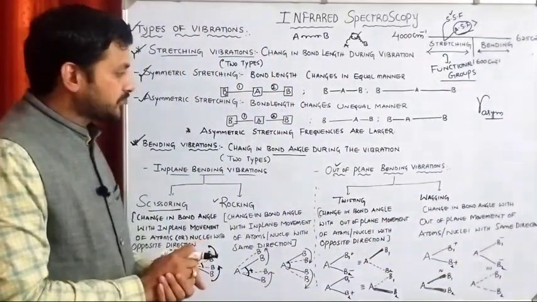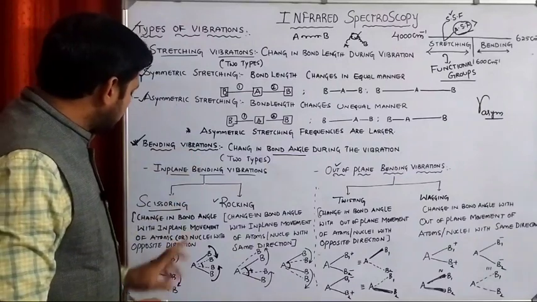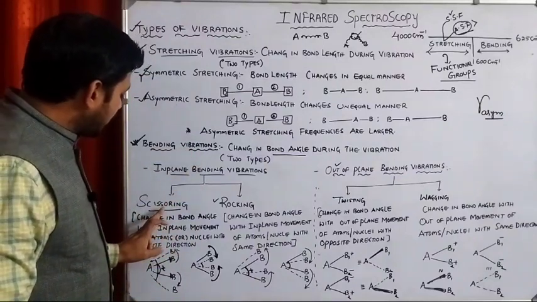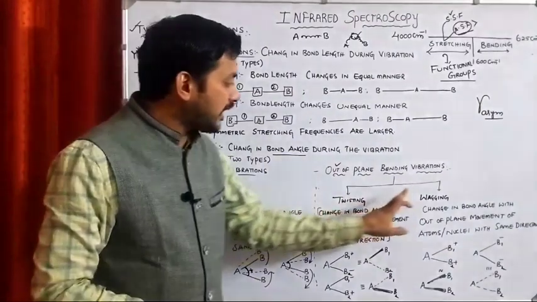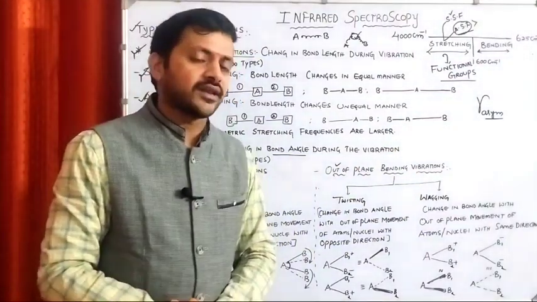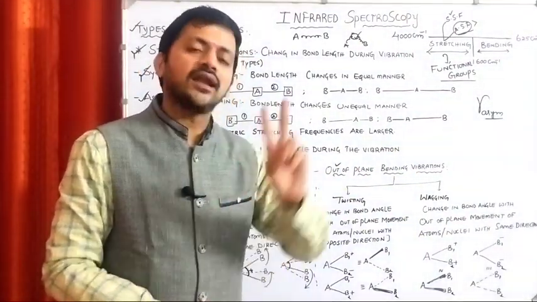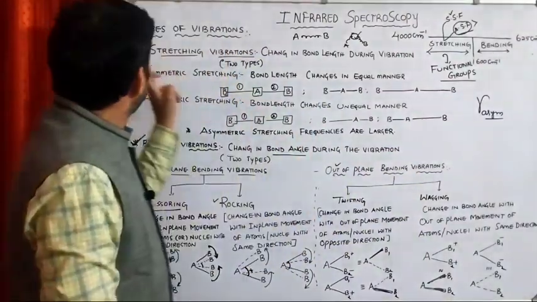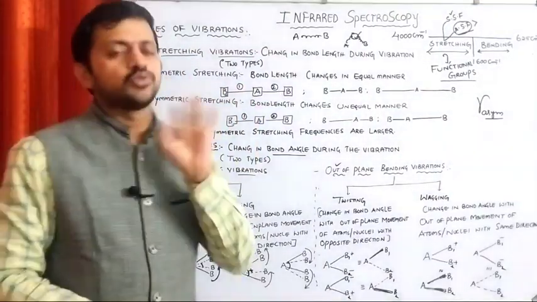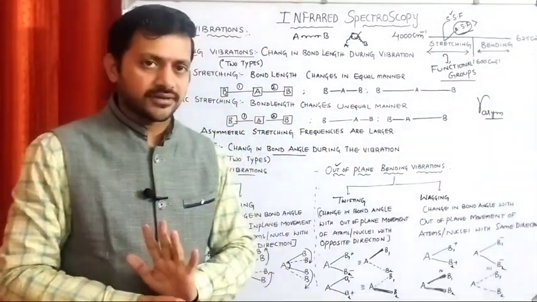So bending vibrations are in total how many types? 1, 2, 3 and 4. Four types of bending vibrations: 2 in plane and 2 out of the plane. Stretching vibrations are 2 types, symmetric and asymmetric.